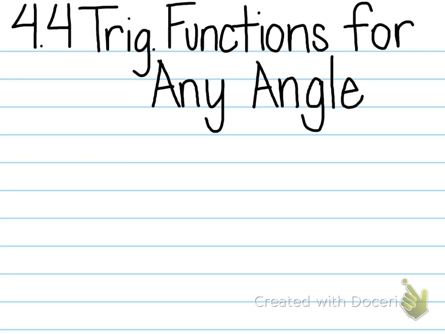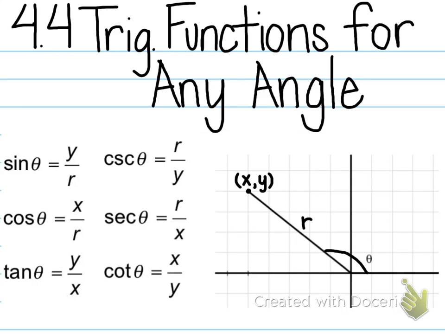Okay, this is section 4.4 on trig functions for any angle. In this section, we're going to look at how we can define trig functions on the coordinate plane a little bit differently than with a right triangle. In this picture, I have an angle drawn on the coordinate plane. The initial side is on the positive x-axis, and the terminal side can be anywhere on the coordinate plane. This one just happens to land in quadrant 2.